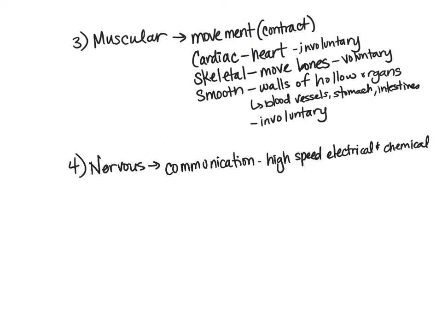Remember that we've talked about different types of cell communication. One of those was endocrine, and that was slower speed. It was moving throughout the body in the tissues, typically the blood. In this case, the nervous tissue is also about communication, but it's high-speed electrical and chemical connections. And we see our nervous tissue in the brain and the spinal cord.